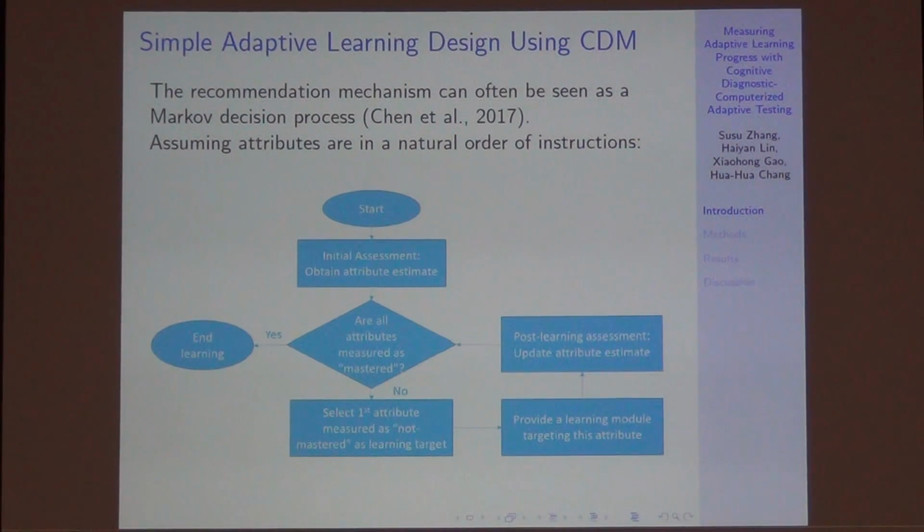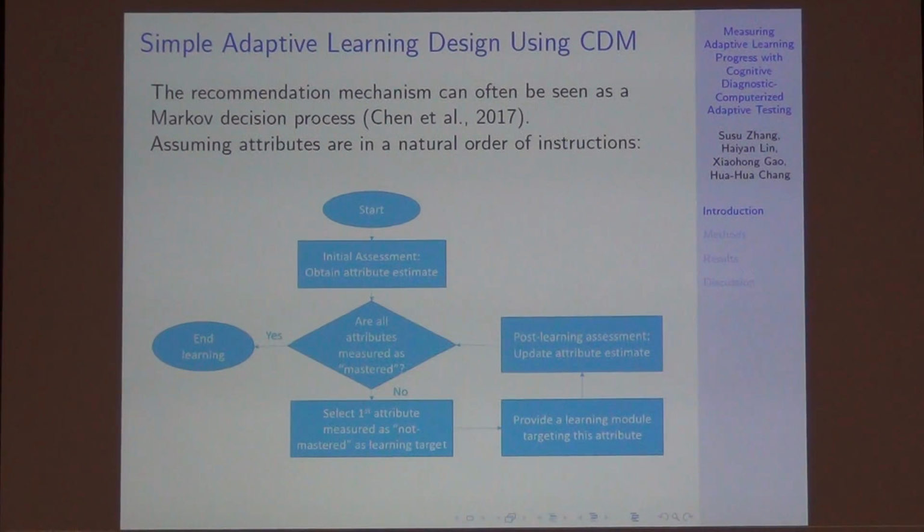We start the learning with an initial assessment to obtain the attribute estimate of the student before any learning. And then we go through the following judgments. Are all attributes measured as mastered for this student? If yes, it means the student has already learned everything. He doesn't have to go through any other instruction and he can go home.